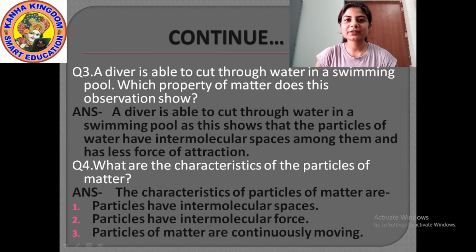Now students, question number 3. A diver is able to cut through water in a swimming pool. Which property of matter does this observation show? I repeat, a diver. Diver means the one who swims inside the water, not the driver. Cut through water means he can get into the water. A diver is able to cut through water in a swimming pool. Which property of matter does this observation show?